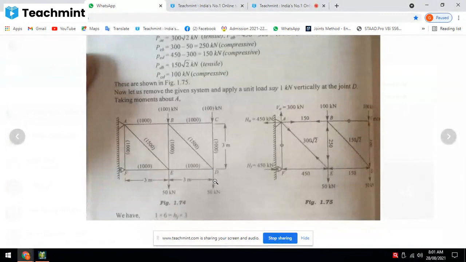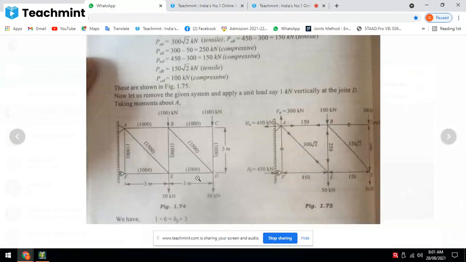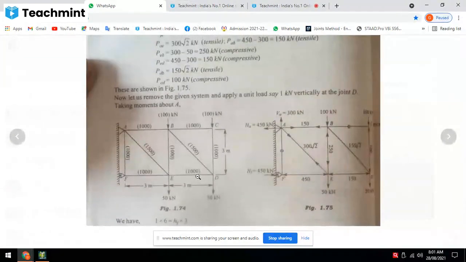From Monday we will take the frames. So now we will take this cantilever truss. One student asked me yesterday why we are not taking the fixed support for the roof trusses. As we are solving determinate trusses, if you take the fixed support, then it will be indeterminate trusses.